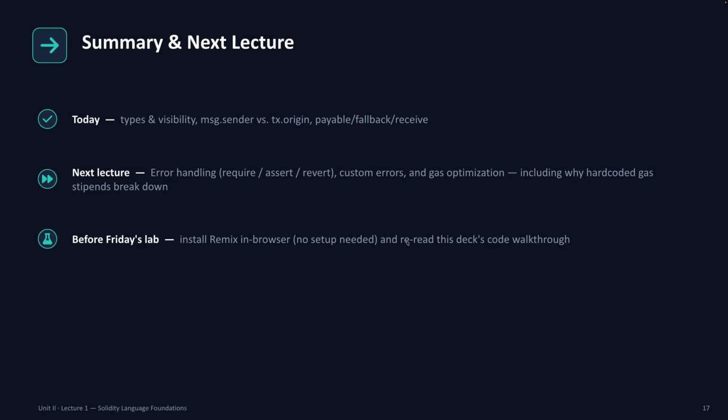So in the next lecture, we are going to talk about error handling, wherein we will cover require, assert, and revert. Then we will switch to custom errors and look into how custom errors are gas efficient. And we will talk about gas optimization, including why hard-coded gas stipends break down.